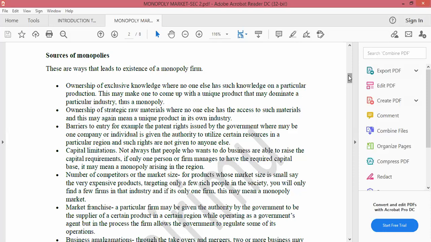And therefore, if it's just one person opening a boutique in the region, for the reason that not many people can come and buy these expensive clothes in your boutique, that itself can also lead to the rise of a monopoly in the region. Market franchise. This is a situation where you've been given a go-ahead by the government, let's say to be the supplier, like our example earlier on.